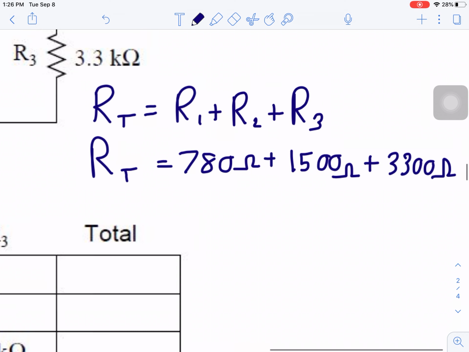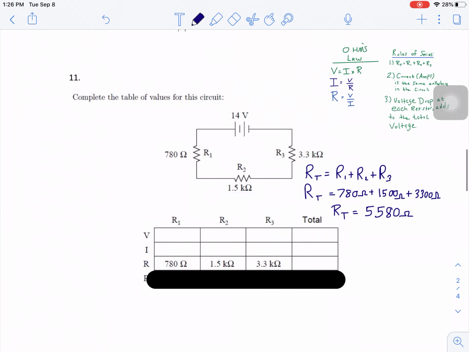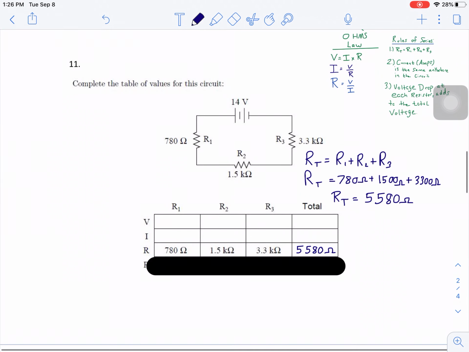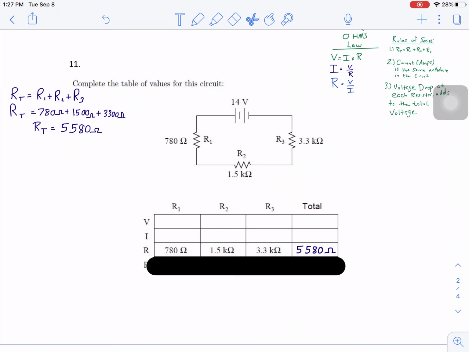If you enter this in your calculator, you should find that RT is equal to 5,580 ohms. So that's how much resistance there is in total. And I can fill that area in on my chart. 5,580. And make sure you use your units symbol. Otherwise, you might make a mistake and forget what you're working with. I like to take my work, minimize it, and move it aside because there's going to be lots of things to solve in this problem.